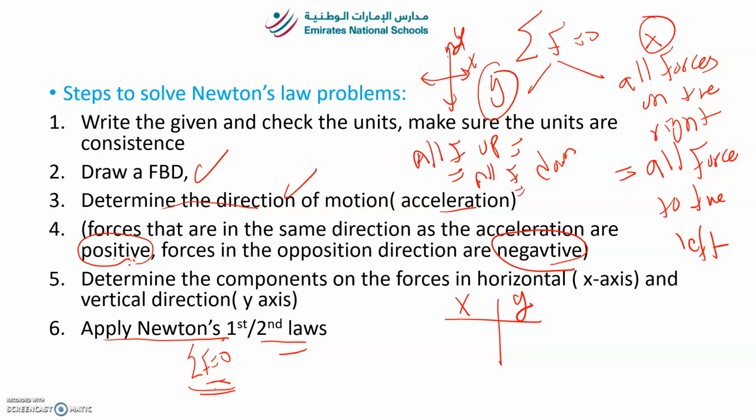Free body diagram, it means all the forces acting on the object. Determine the direction of motion. Which direction the object is moving, the direction of acceleration. And then you have to know that the forces that are in the same direction of motion are positive, while forces in the opposite direction are what? Negative. Make X and Y table. Write the components of forces in X direction, the components of forces in Y direction, and then apply Newton's first or second law, which is summation of forces equals mass times acceleration.